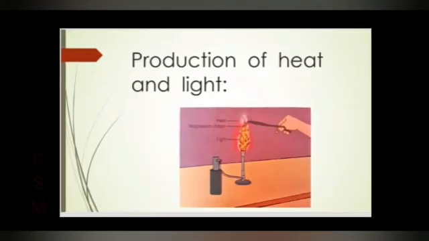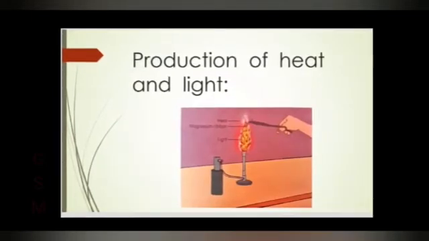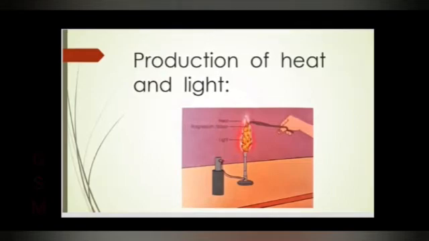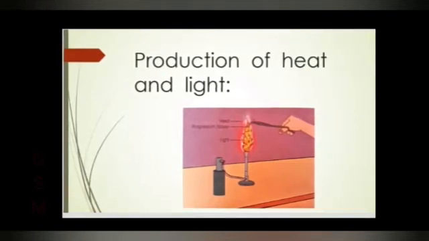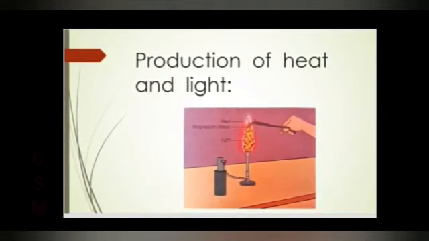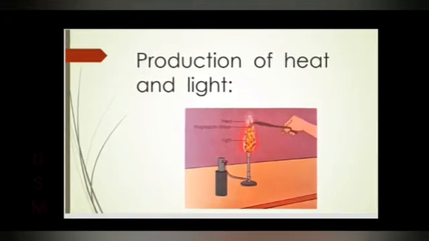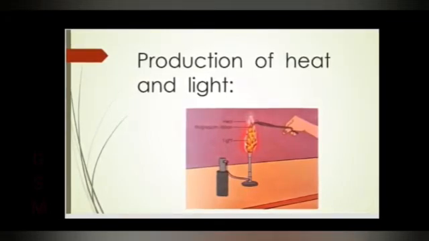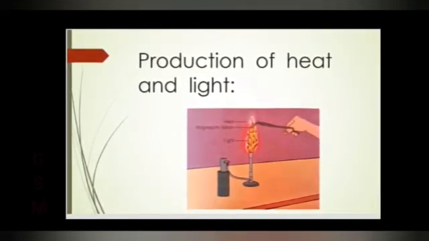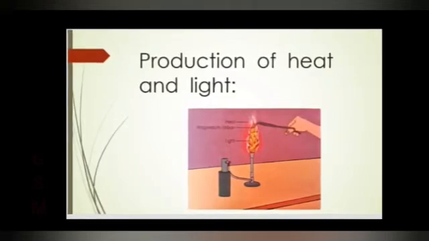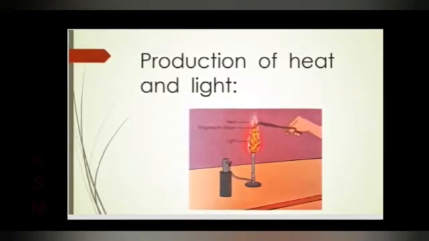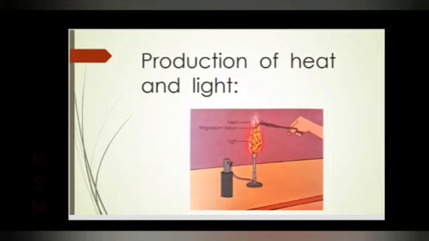Next is production of heat and light. Some chemical changes that produce heat and light are, for example, the burning of fuel, lightning, and the burning of magnesium. Look at the picture. When you burn magnesium, it produces heat and light.